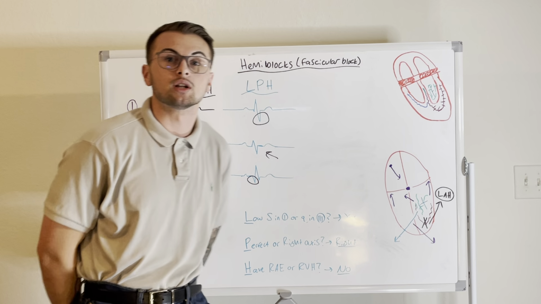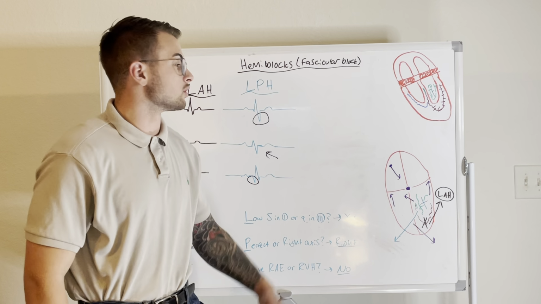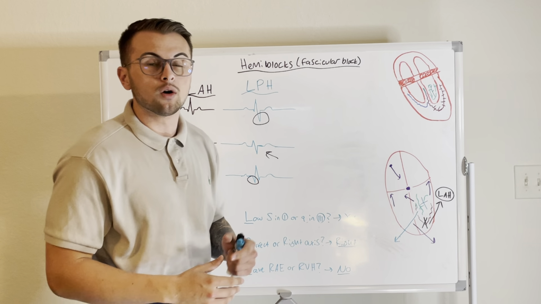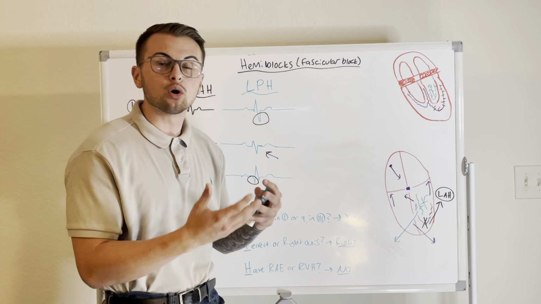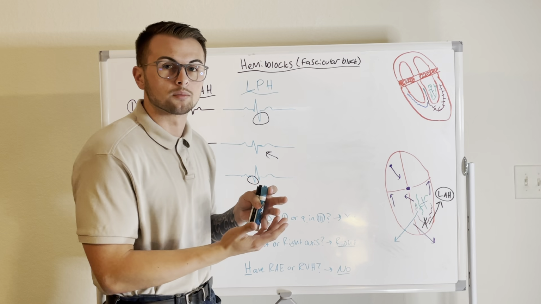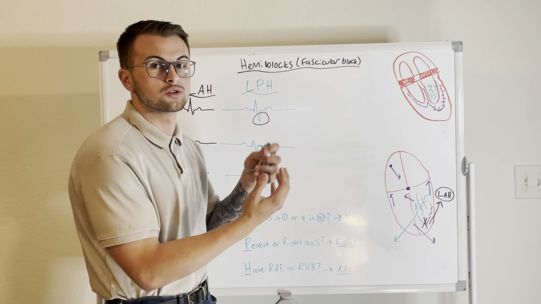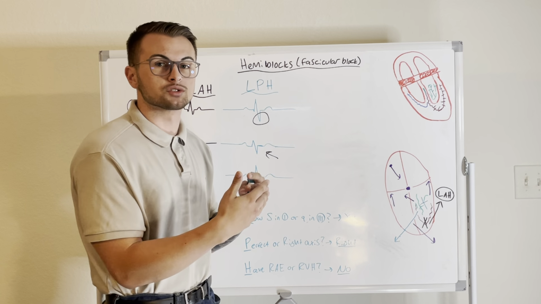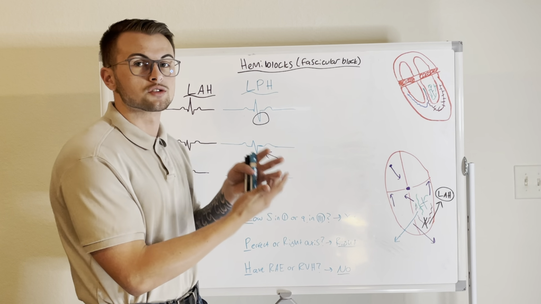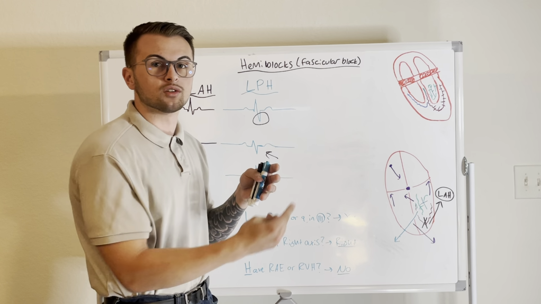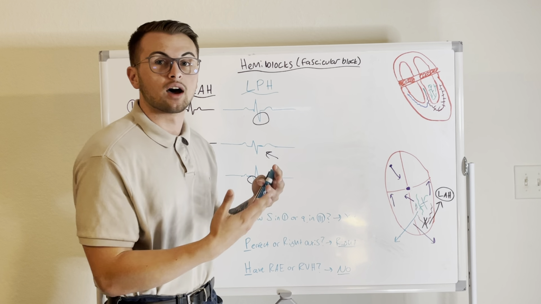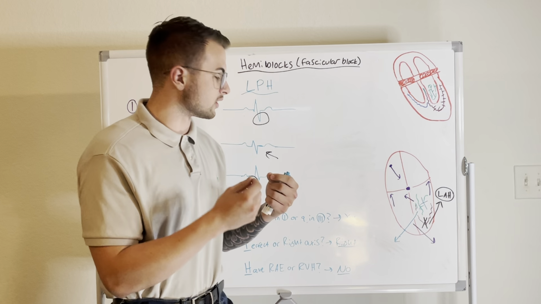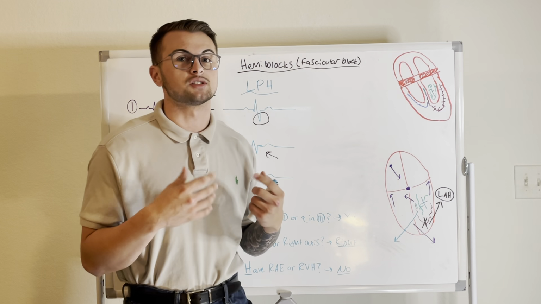Okay, that was good. So now we're going to go to a left posterior hemiblock, or LPH. So we need to remember that the left posterior fascicle is harder to block because it's more diffuse, it's more spread out. The fibers are more spread out, they have more collateral circulation, which means that it's harder to block. It's harder to cut all of these little strings. You'd have to have a lot of damage. So because of this reason, the diagnosis of LPH is a diagnosis of exclusion.